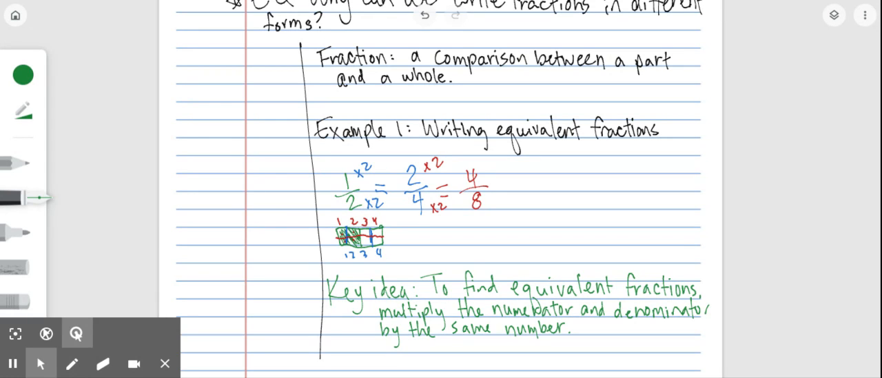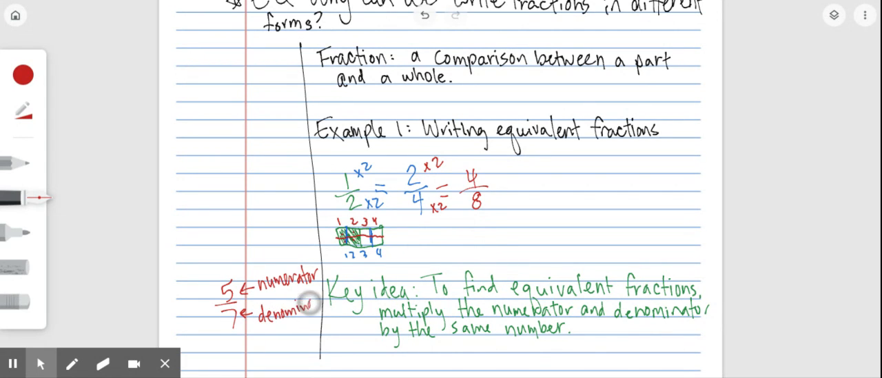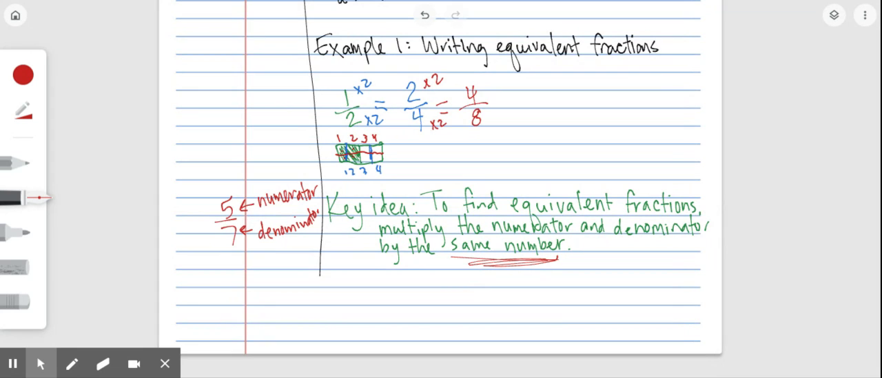Over here on the left, I'm just going to remind myself that a numerator is the top number. So like if I have 5/7, the numerator is the one that represents how many are shaded in, and the denominator is the bottom number, or the number of total pieces the whole has been split into. Just so that I remember. So our key idea is to find equivalent fractions, you multiply the numerator and the denominator by the same number. And it's important it's the same number, because if it's not the same number, then you didn't split the fraction perfectly.